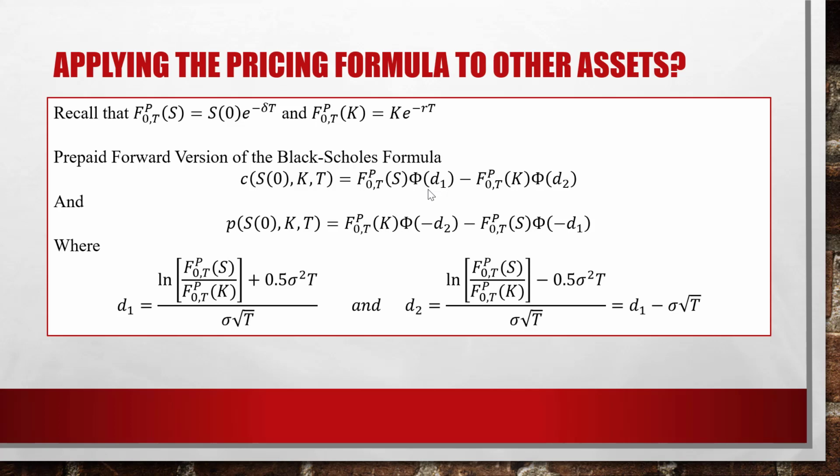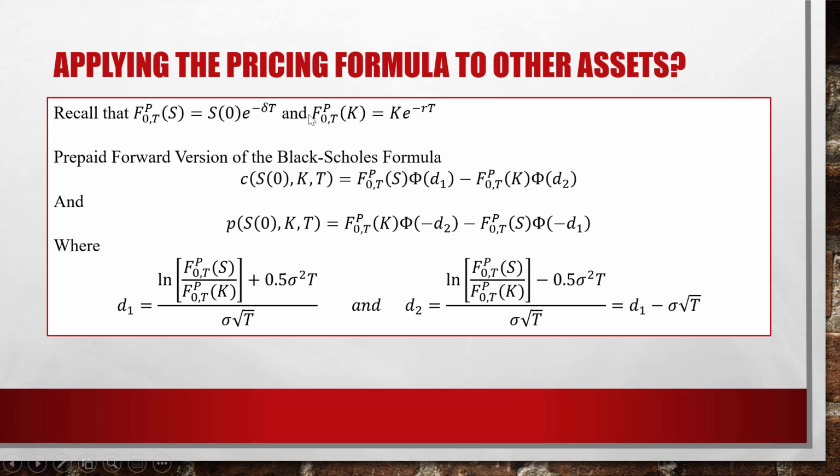F0TPS is the prepaid forward price of the stock at time 0, and F0TPK is the prepaid forward price of the strike at time 0, and similar for the put option. Here D1 is the natural log of the prepaid forward price of the stock over the prepaid forward price of the strike, plus 0.5 sigma squared T.